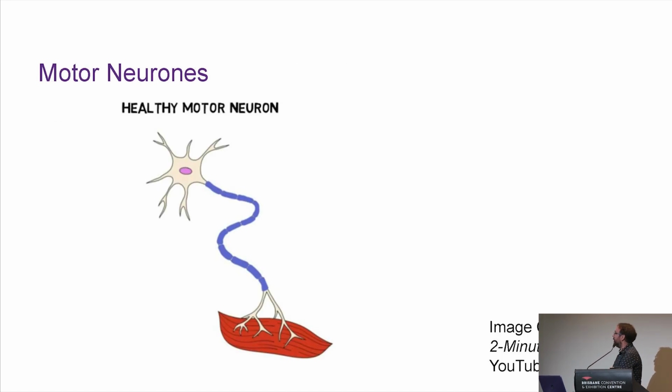So here is a picture of a healthy motor neuron. I stole this picture from a very nice series on YouTube called 2-Minute Neuroscience that explains how these things work. It's actually a very good video. I recommend looking at it. So you can see this healthy motor neuron. It's nice and spiky. This is a lower motor neuron going from the spine down to the muscle. You can see it's attached to the muscle, and the spikes at the end are quite embedded in the muscle.